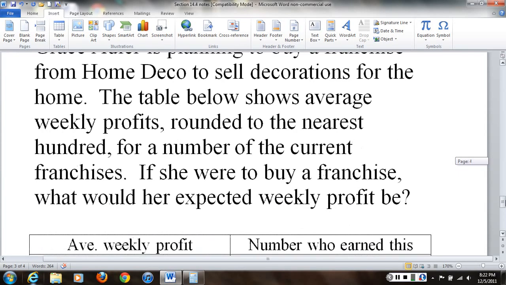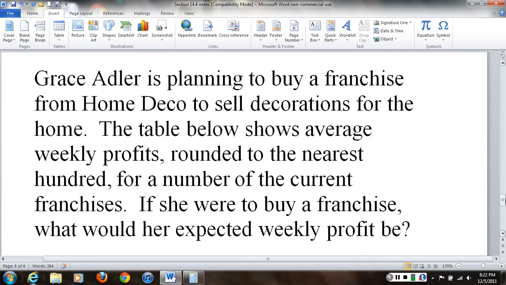Now finally, this next one is actually from the book. Have your books on page 701, number 13. This is a good example of another use of expected value. In this case, the expected value isn't so much are you winning or losing a gambling bet, but what do you stand to make? Another way of using expected value. Grace Adler is planning to buy a franchise from Home Depot. I don't know why they still say Home Depot. To sell decorations for the home. The table below shows average weekly profits rounded to the nearest 100 for a number of the current franchises. If she were to buy a franchise, what would her expected weekly profit be?